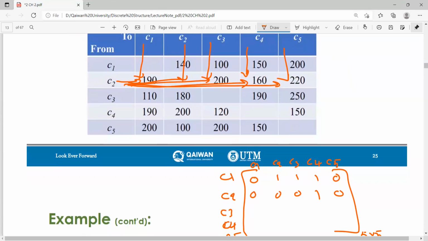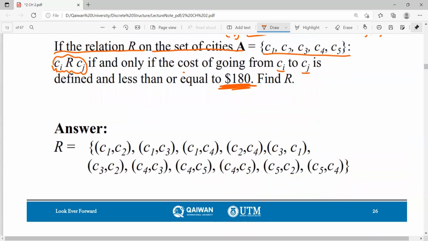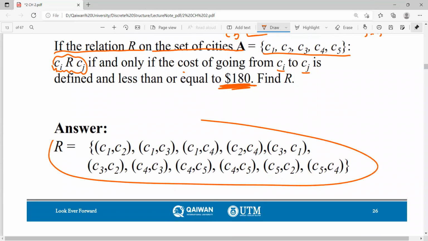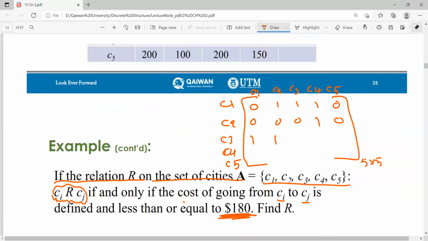Then for C3, C3 and C1, it's 110. It's less than 180. We put 1. Then C3 and C2, it is 180. Is 180 less than or equal to 180? Yes, that's true. So we put 1. And so on for others. Look, this is the relation. And that's the matrix form.